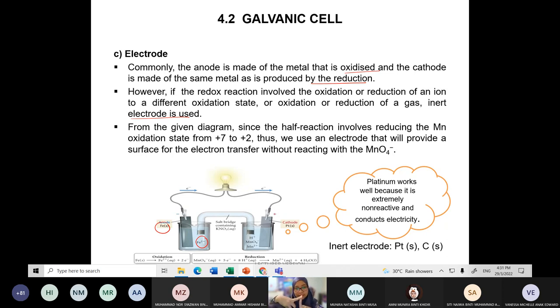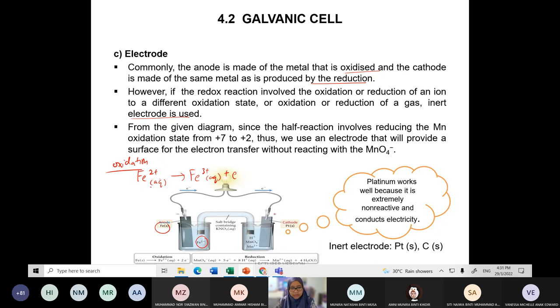Satu, dia function sebagai electrode. Satu lagi, dia involved in the oxidation reaction. Tapi ada case di mana the oxidation takes place macam ni. Iron 2 plus, maksudnya remove the electron, becoming iron 3 plus. Okay, this is the oxidation. Maksudnya bila dia bagi scenario lah.